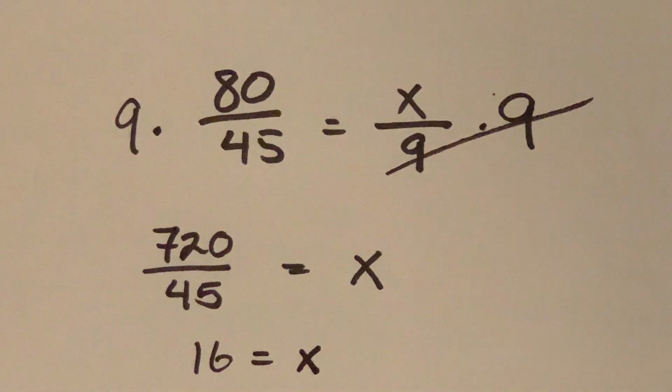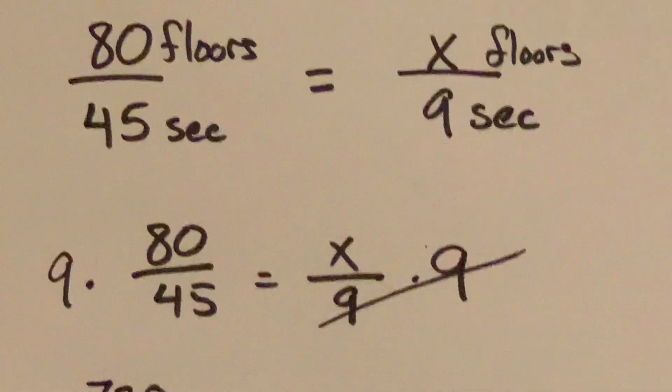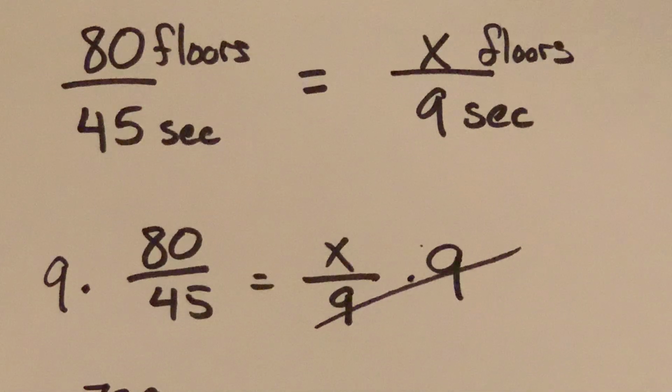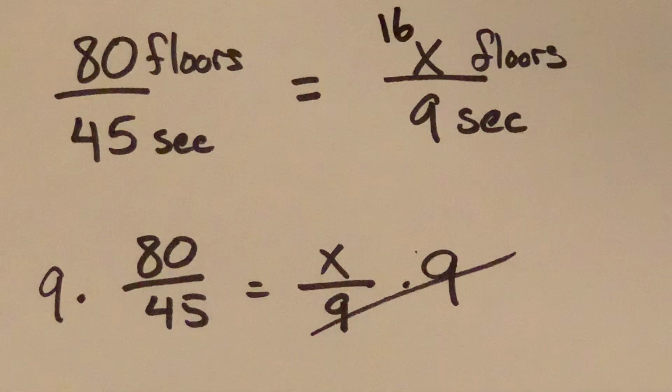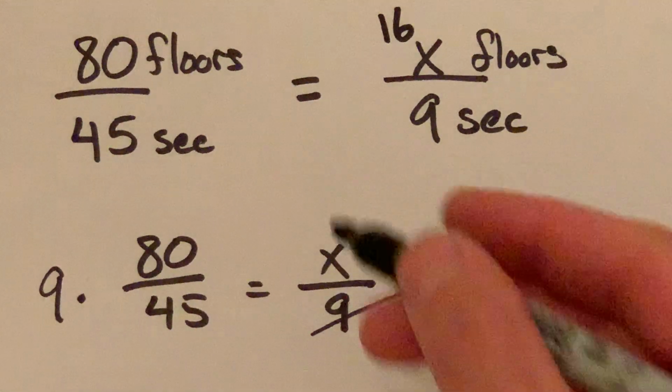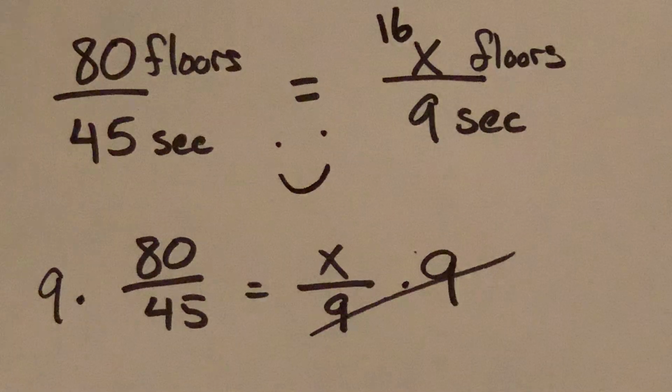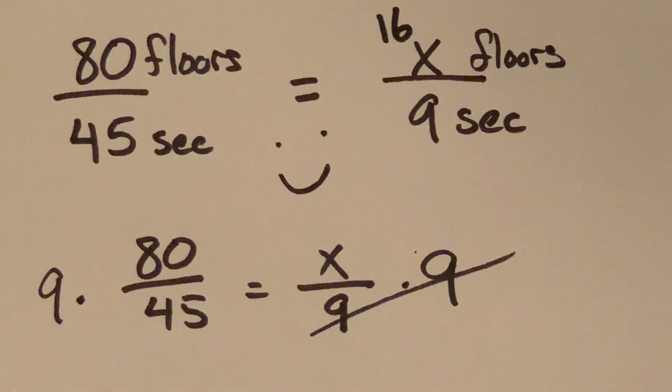So let's go back and see if that actually makes sense proportionally in our head. If you can go 80 floors in an elevator on the Empire State Building in 45 seconds, can you go 16 floors in 9 seconds? Yeah, that seems about right. That seems proportional, and that's exactly it.